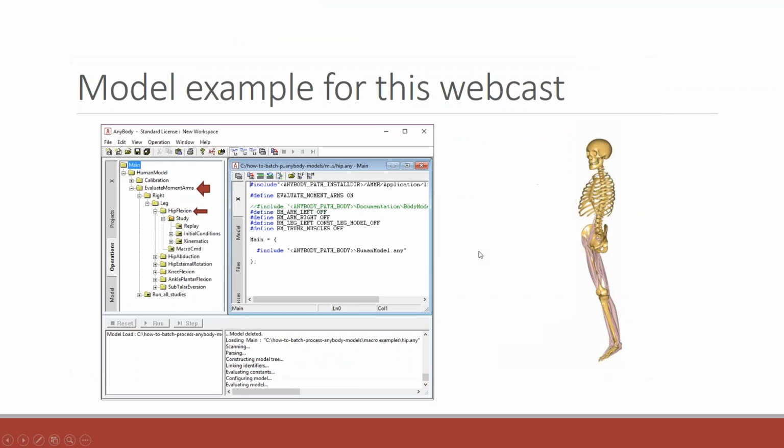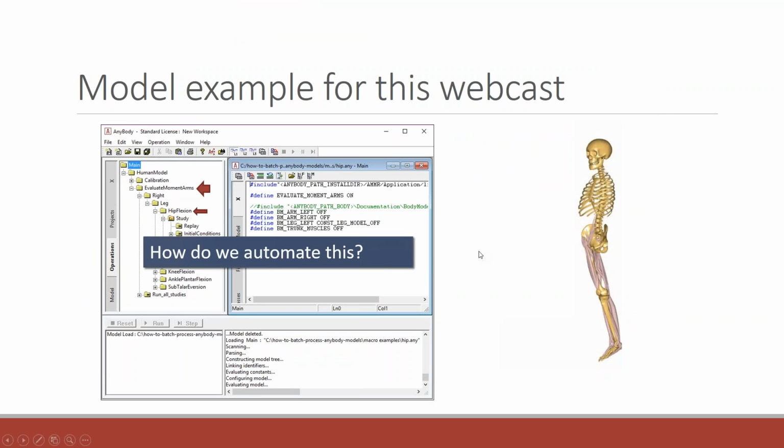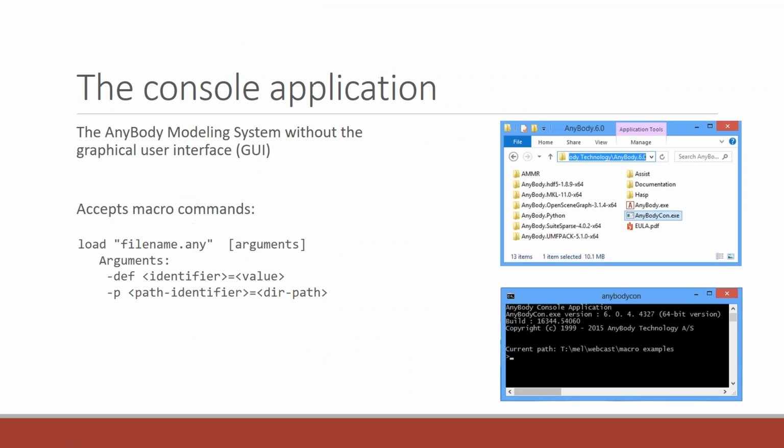So let's go back here. So the question is, how do we automate this? And to do this, we are going to use the console application of AnyBody. And if you haven't seen that before, it's located inside the AnyBody install directory. So here you can see we have the AnyBody exe file. This is the GUI version, and then just below we have the AnyBody con.exe. That's the console application of AnyBody.